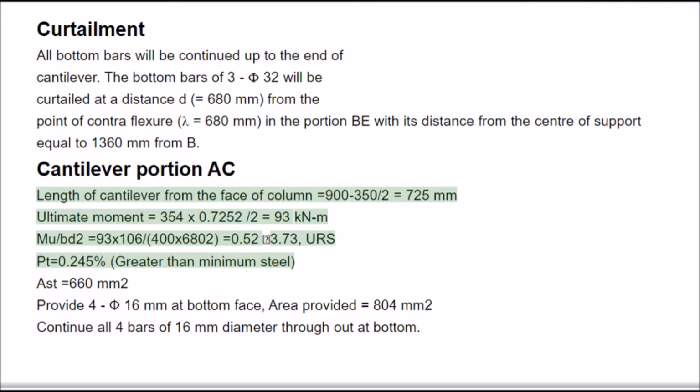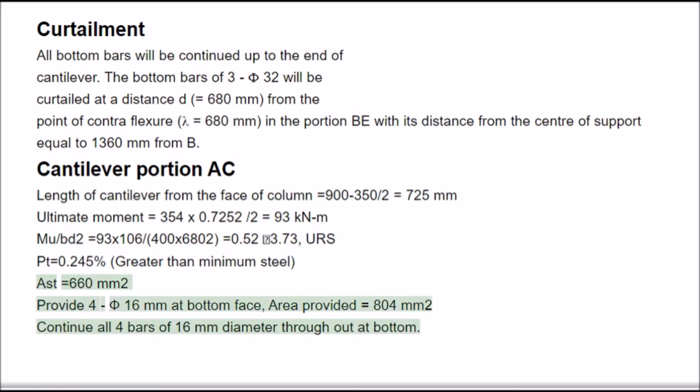Equals 0.5, so pt equals 0.245%, which is greater than minimum steel. Ast equals 660 mm². Provide 4 bars of 16 mm at the bottom face, area provided equals 804 mm². Continue all 4 bars of 16 mm diameter throughout at the bottom.